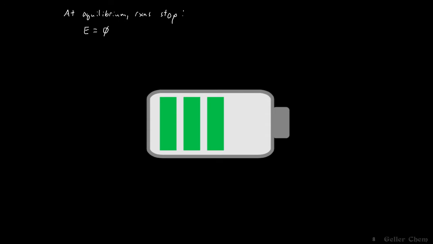The answer is 0. So let's write this. At equilibrium, reactions stop. We know that from earlier. But what that translates to is our voltage is now equal to 0. In other words, it is no longer energetically favorable, nor is it unfavorable to proceed. It's just done. The electrochemical cell is dead.